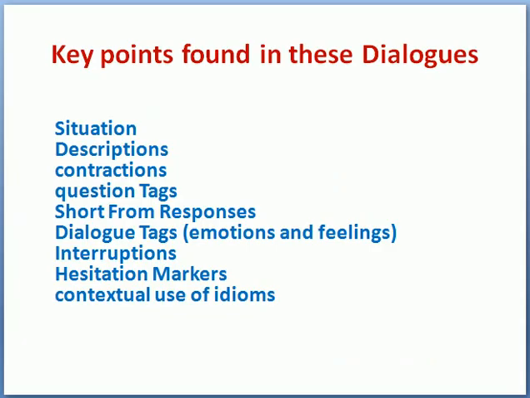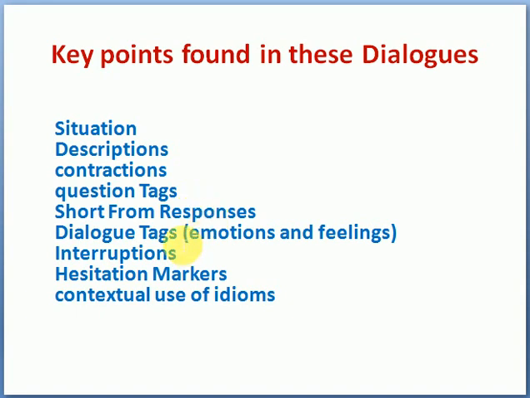And what we noticed in these dialogues is firstly that the writers of these dialogues have tried to explain the scene, the situation, and to describe the places and the people. They have made use of the contractions in question tags and short form responses, which are very significant when it comes to spoken interaction. And when you insert these characteristics of spoken interaction into the dialogues, that actually makes your dialogue seem more realistic and more pleasing for the reader.